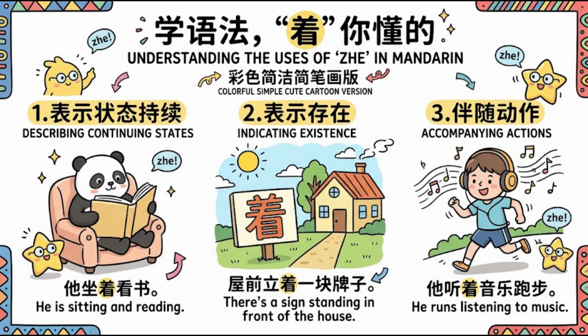Chinese grammar can feel confusing when one little character has several different functions. But once you understand the pattern and see it in context, it becomes much easier.